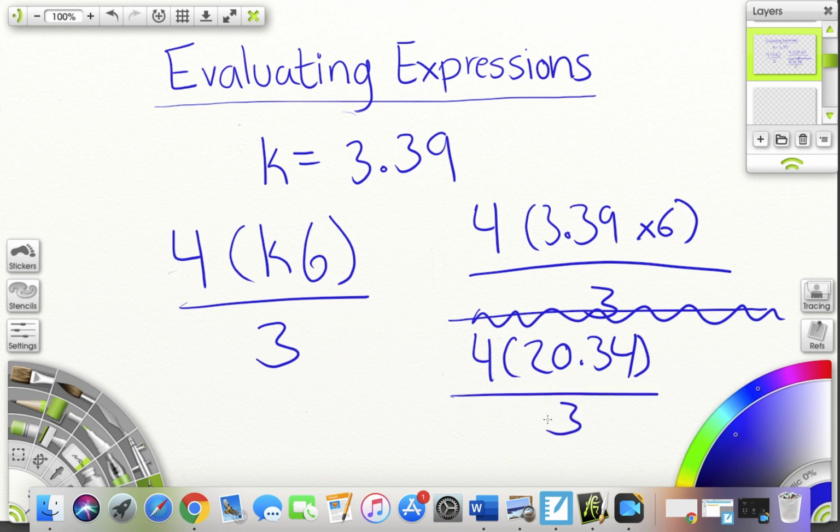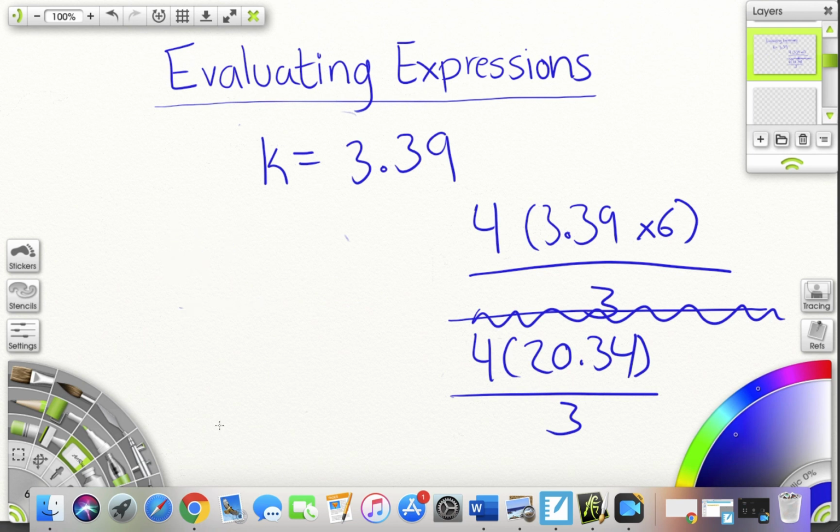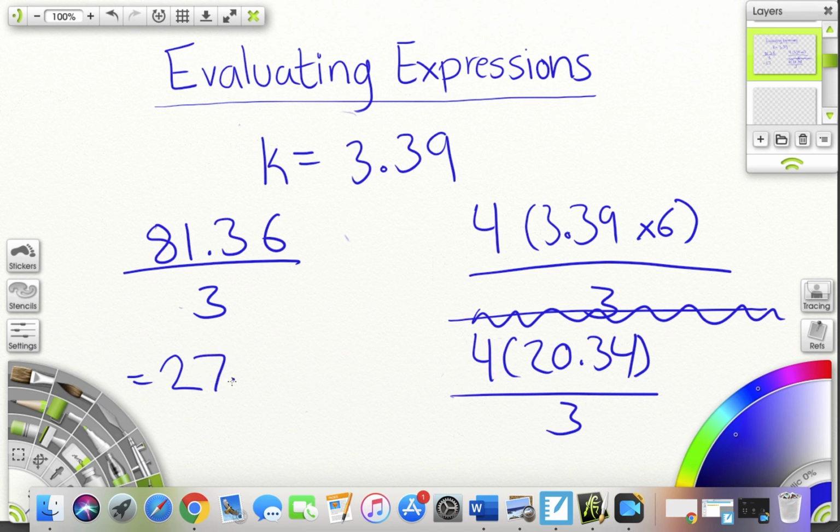So 4 times 20.34, I'm actually just going to erase this and move it on over here. This is the problem with the pen tablet, I have to write giant all the time. So 4 times 20.34 is equal to 81.36. 81.36 over 3, divided by 3, so that equals 27.12. And that would be my final answer.